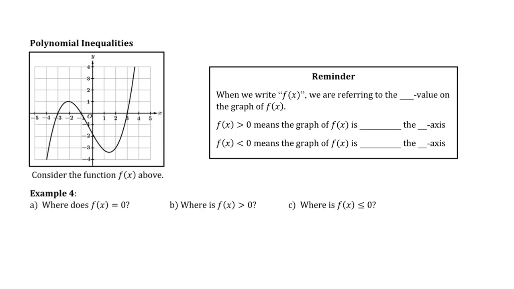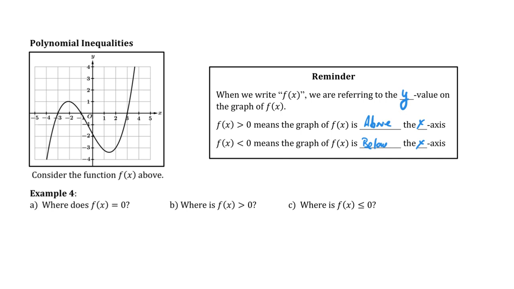All right, you're going to hear me say this a lot this year. Words are important, okay? So let's look at this reminder over here to make sure that we remember some of the things that are going on. When we write f of x, we are referring to the y value of the graph. So if f of x is greater than 0, then we know that the graph is above the x-axis. If I say f of x is less than 0, I know that the graph is below the x-axis.